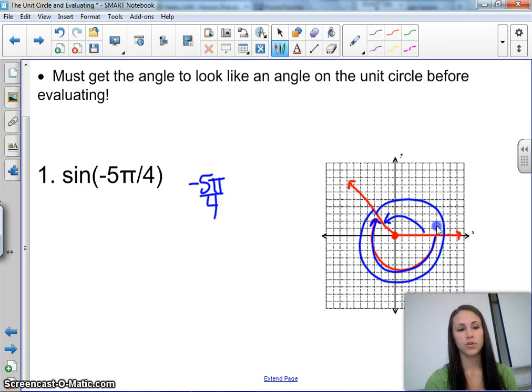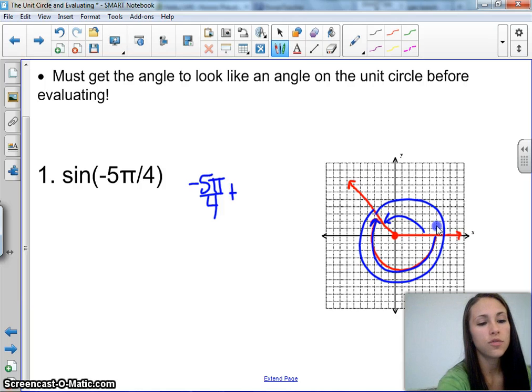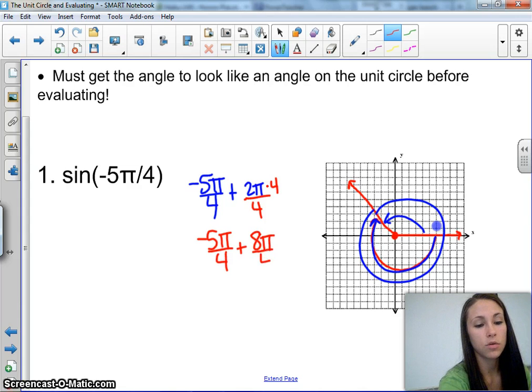It'll just be at a different angle measure. And so to add a full rotation, I would add 2 pi. In order to add that, I need to get a common denominator. So the denominator here would need to be a 4, and that would mean I also need to times the top by 4. So it's really like I've got negative 5 pi over 4 plus 8 pi over 4.